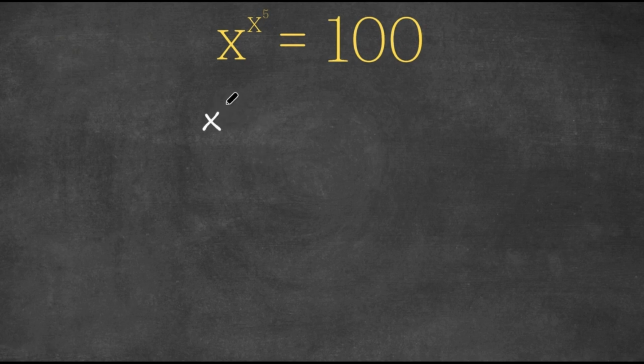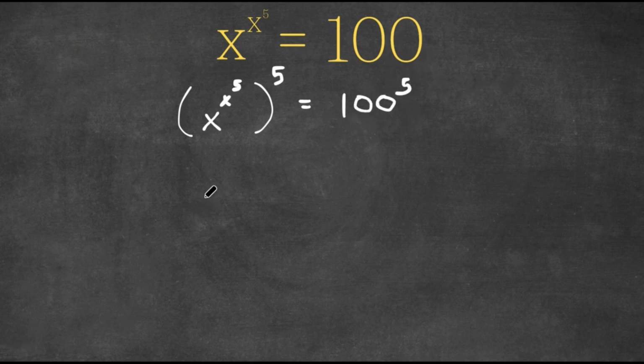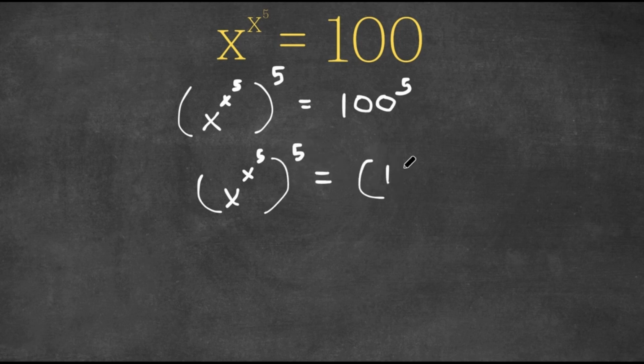So now we have x to the power of x to the power of 5, to the power of 5, and this is equal to 100 to the power of 5. Now, I'm going to change the 100 to 10 squared. So now we have x to the power of x to the power of 5, to the power of 5, and this is equal to 10 squared to the power of 5.